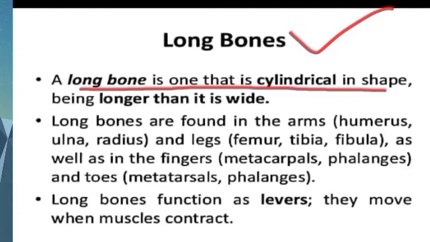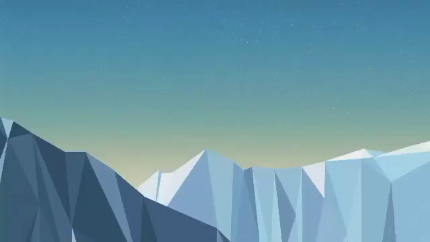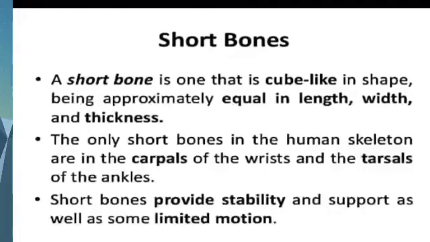These bones act as a lever in the human body and help in making movement possible. Long bones move when muscles contract. Long bones such as the humerus and femur consist of a shaft and two extremities each. Long bones are so called only due to their length. The other type of bones are short bones.